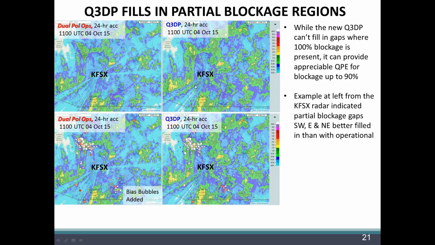And to the southwest, some of it has been filled in, and that just lets you know that the new technique actually can provide appreciable QPE for blockages up to 90%. But once it's 100% blocked, you can't do a whole lot more for that.